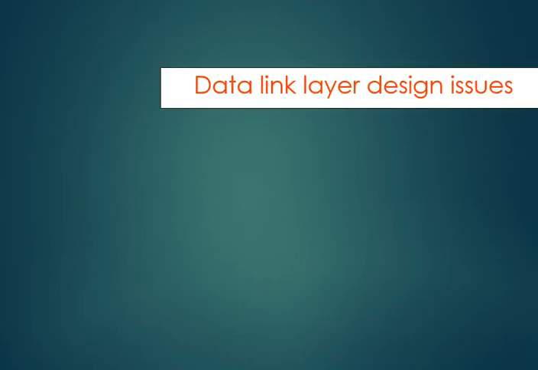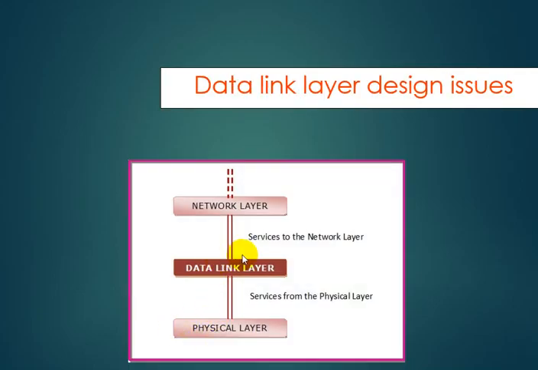Hi students, coming to the next topic in computer network: data link layer design issues. Data link layer is the second layer, which is present above the physical layer and below the network layer. Now let us see what are the design issues that the data link layer has.